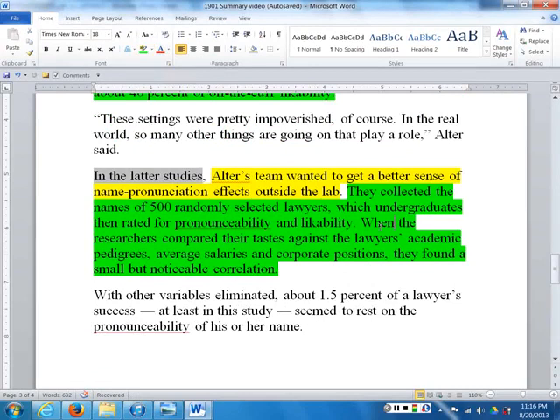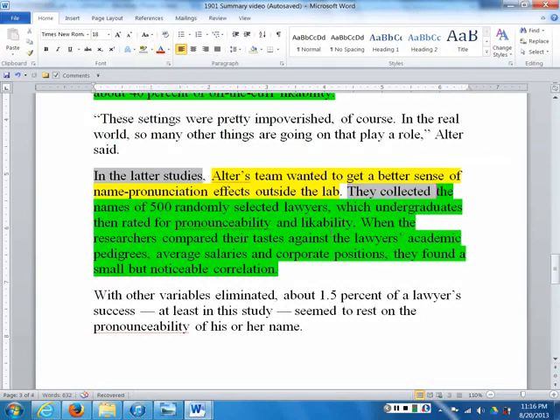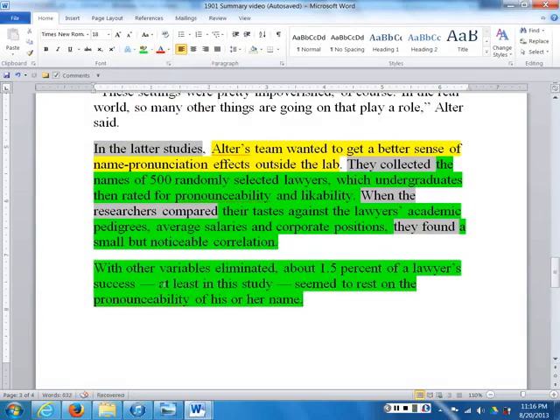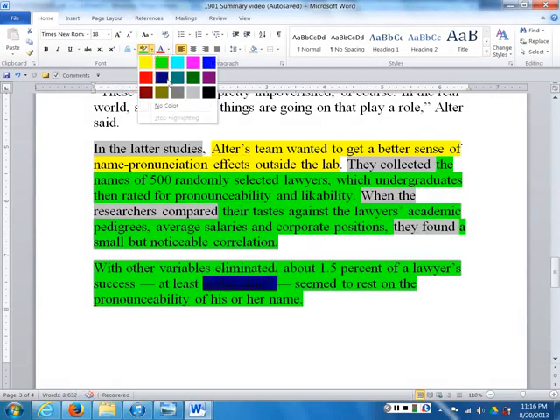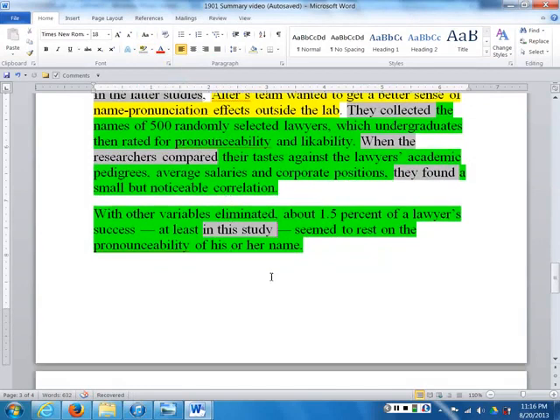Okay, and in here we see a couple more reminder phrases. They collected. That reminds us this is not Dave Mosher doing this. This is the researchers doing it. When the researchers compared, another reminder phrase. They found, yet another summary reminder phrase. Okay. Now here we have some more of the informative summary with the numbers, so we'll color that green. But even here, buried in the middle of the sentence, we have "in this study," another reminder that this is somebody else's work that Dave Mosher is reporting on.